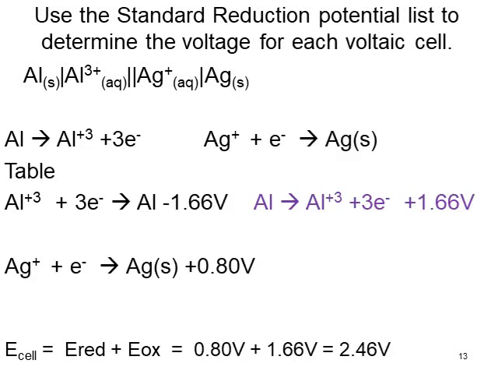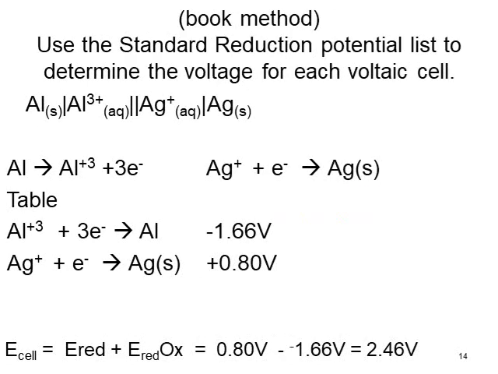So for my method, I'm going to say aluminum's my oxidation. Again, the oxidation is usually the first one on the left, but it doesn't have to be. My silver would clearly be my reduction. So if I go to the table, aluminum is a negative 1.66 volt reduction. But I'm using it as an oxidation, so it's going to be positive 1.66 volts. Silver, as we've said before, is a positive 0.8 volt reduction. So we can just add those two voltages together in my method to get a voltage of 2.46 volts.